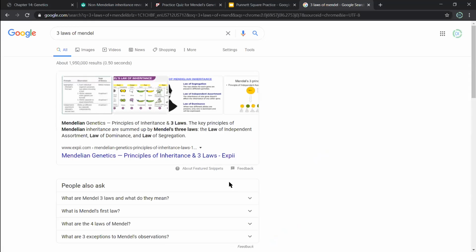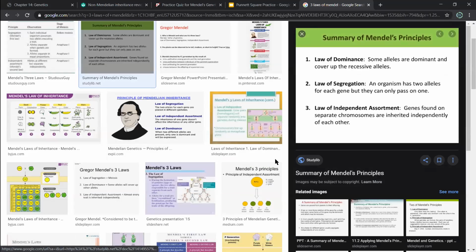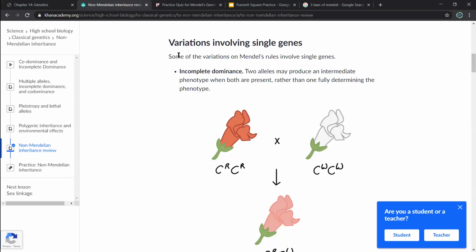All right, let me pull up a graphic here. The final law, which we kind of already covered, is the law of dominance. This means that some alleles are dominant and they cover up the recessive alleles. Those are the three laws. If you know those, they can also help you with your Punnett squares. Now we have to talk about non-Mendelian inheritance, and there are two types that you need to know.